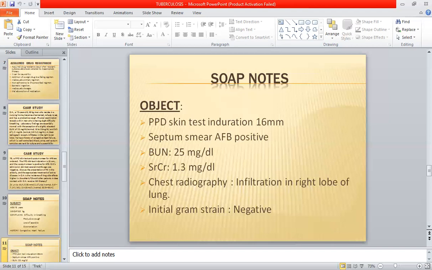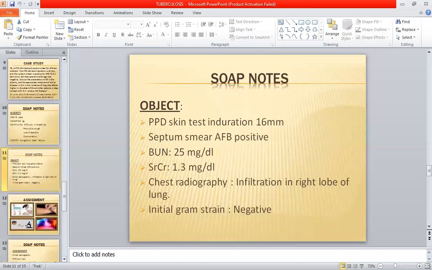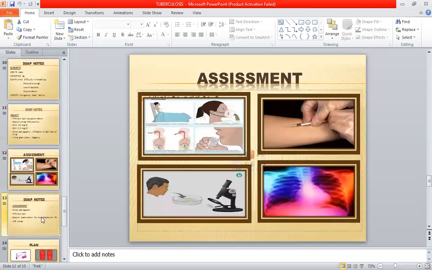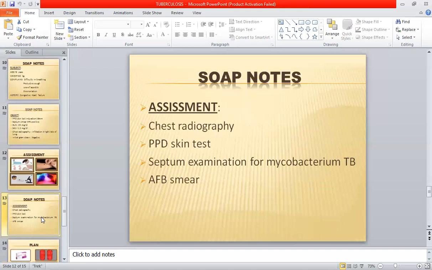C-reactive protein level is 1.3 milligram. Chest radiography indicates that he has infiltration in his right lobe. Initial gram stain is negative. We assess the following for him: chest radiography, PPD skin test, sputum examination for Mycobacterium tuberculosis, AFB.